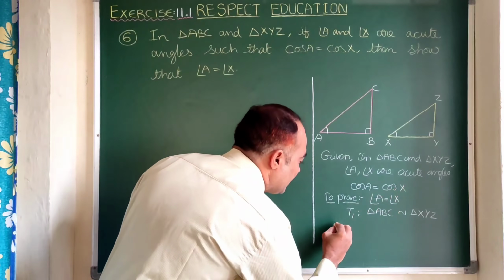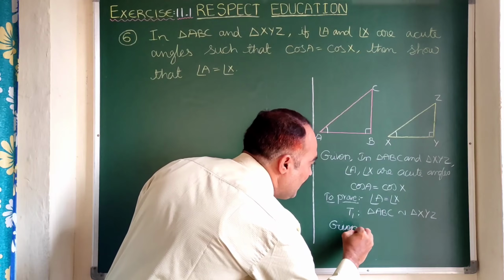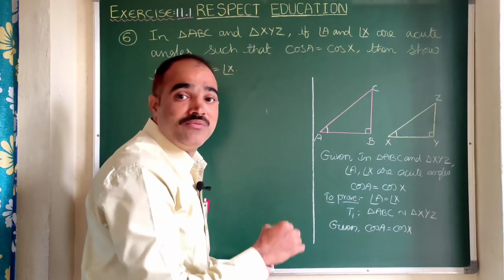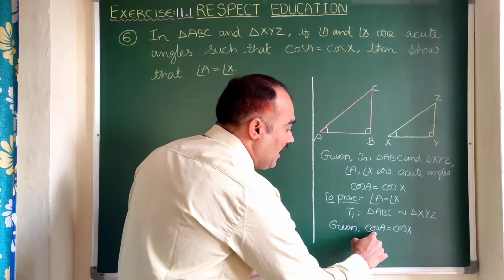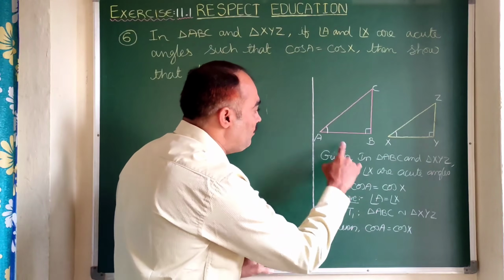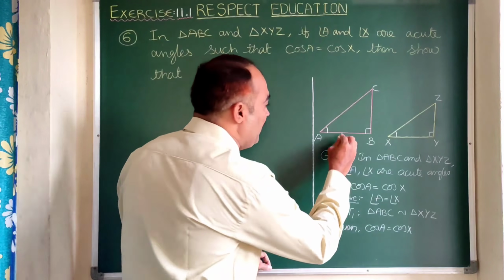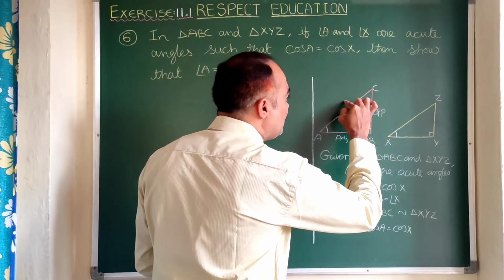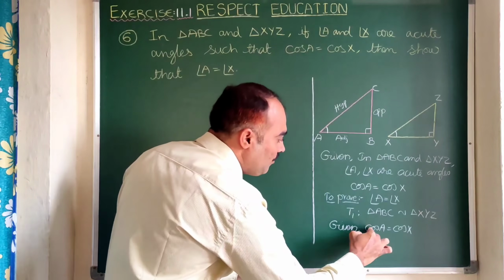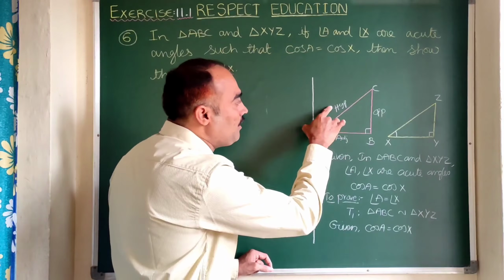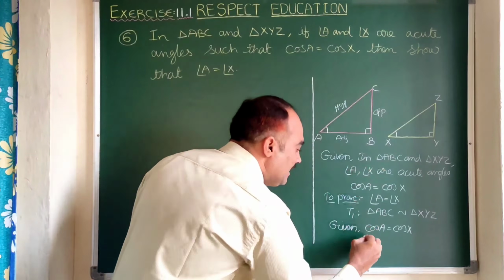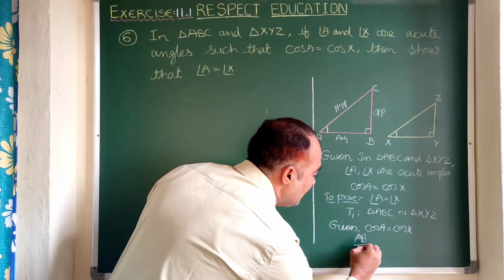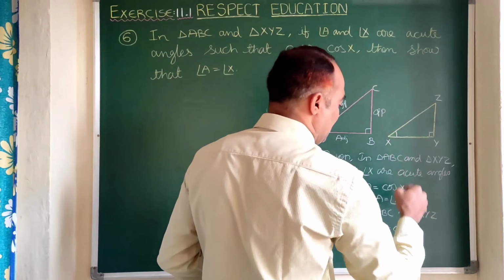We consider the given condition. Here what is given? Cos A is equal to cos X. Here you see, what is the formula of cos A? Adjacent side to A. For A, what is the adjacent side? AB. So this is adjacent side and this is the opposite side, so that this one will be hypotenuse. So here what is cos A? Adjacent side to A by hypotenuse, means AB by AC. So here you can take AB by AC is equal to, here let us come back to this triangle.